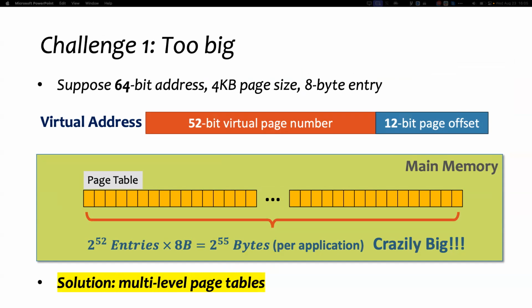And to do that translation using a single level page table, we need to have 2 to the 52 entries times 8 bytes per entry. So that is a crazy amount of space in main memory. I don't think anyone has that much space in main memory in the world, right? A few petabytes. That's crazily big. And the solution to this problem is multi-level page tables.